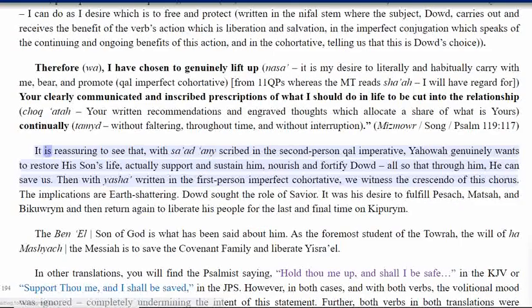It is reassuring to see that, with Sard Eni scribed in the second person Kal imperative, Yahowah genuinely wants to restore his son's life, actually support and sustain him, nourish and fortify Dowd, all so that through him, he can save us. Then with Yasha written in the first person imperfect cohortative, we witness the crescendo of this chorus.